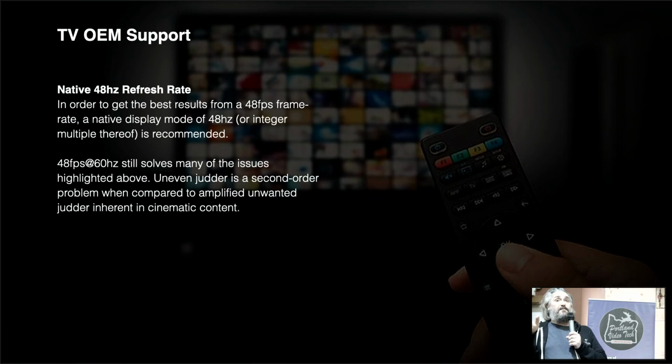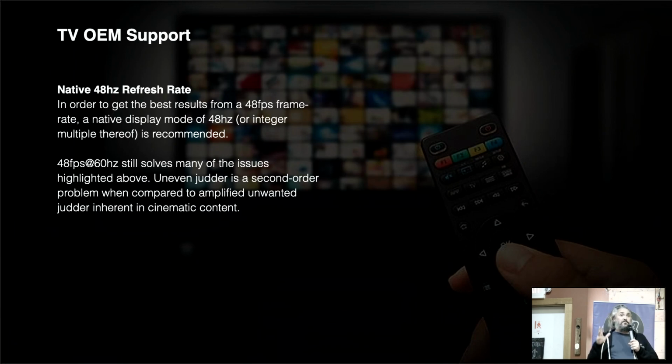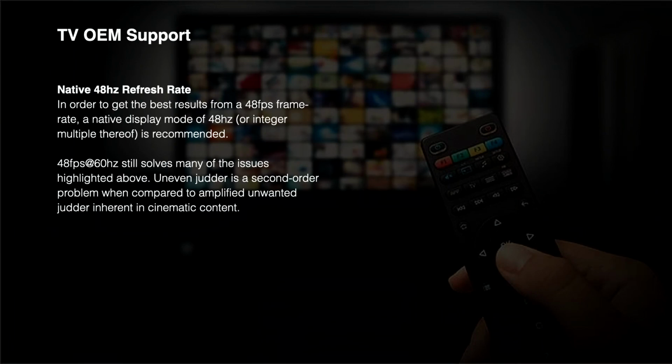That is by far a second order problem. That is not really the problem we're talking about here. Yes, it's not the perfect Cadillac experience of this technology, but 95% of the problems that we've been discussing in this presentation are still solved, even if it's being rendered at 60 hertz with pull down or whatever technology is being deployed. Not motion smoothing though.